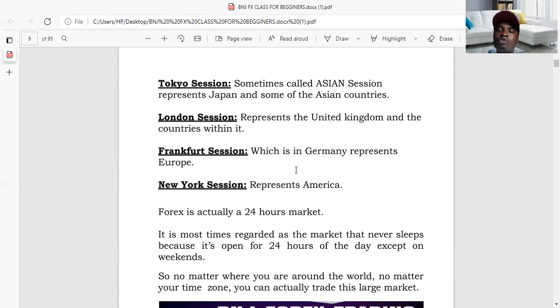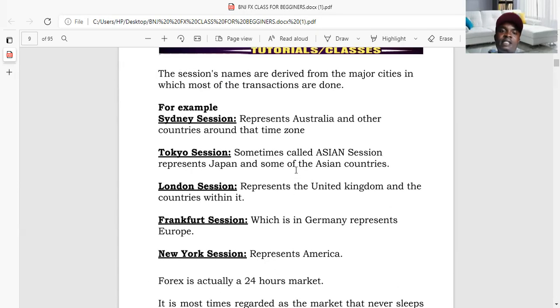So I want to leave you with this. These different sessions have their currencies.